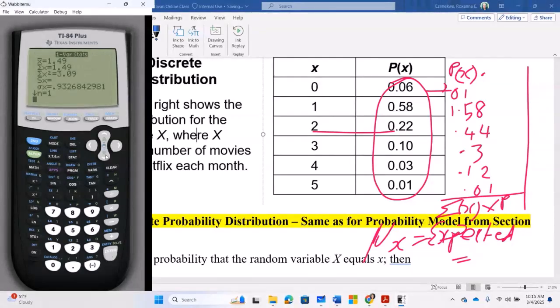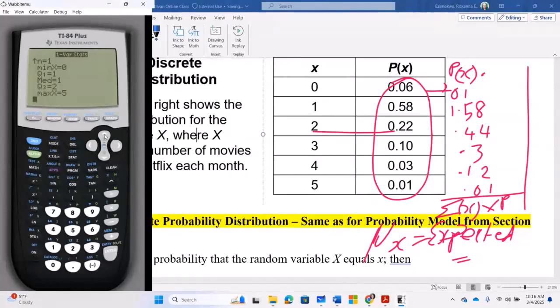When I finish calculating, arrow down. And by the way, the mean is more accurate here. The calculator is more accurate. The mean is 1.59. You'll be told to find the standard deviation. The standard deviation to 3 decimal places is 0.933. So you can be told to find the mean, find the standard deviation.